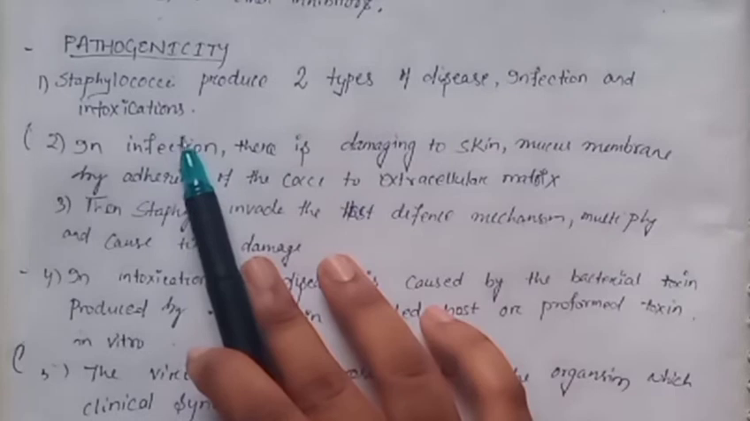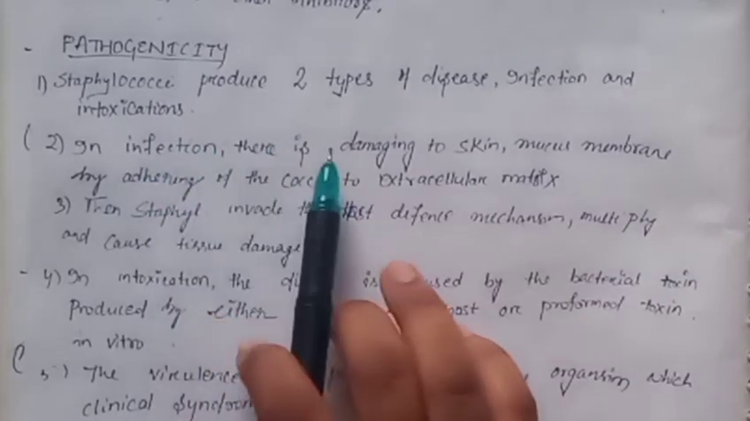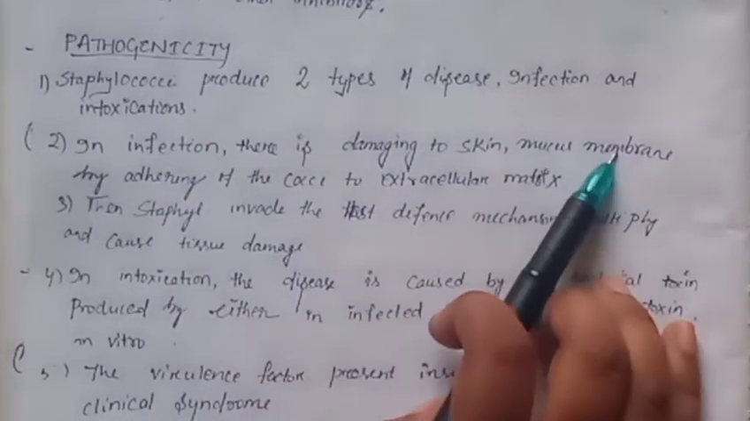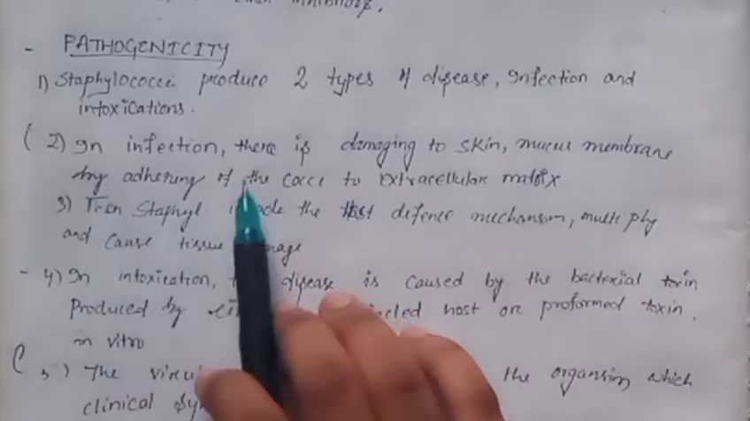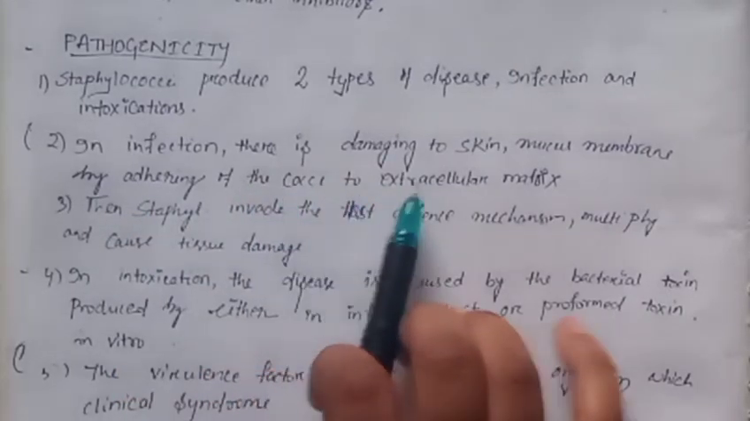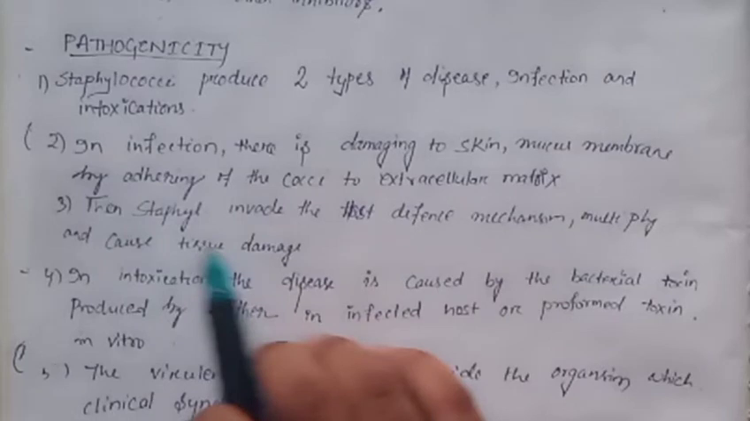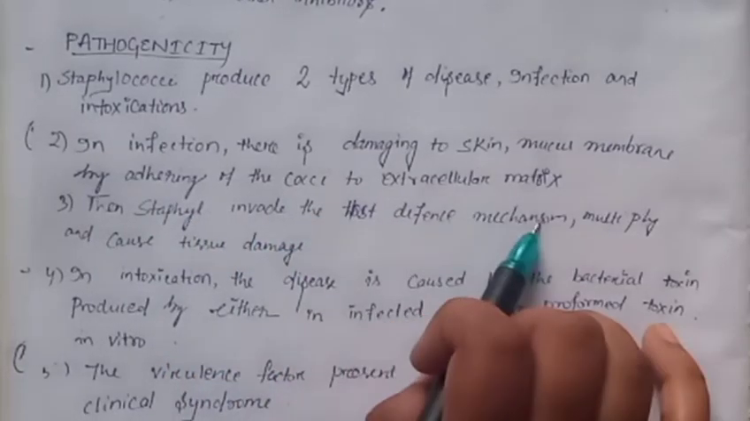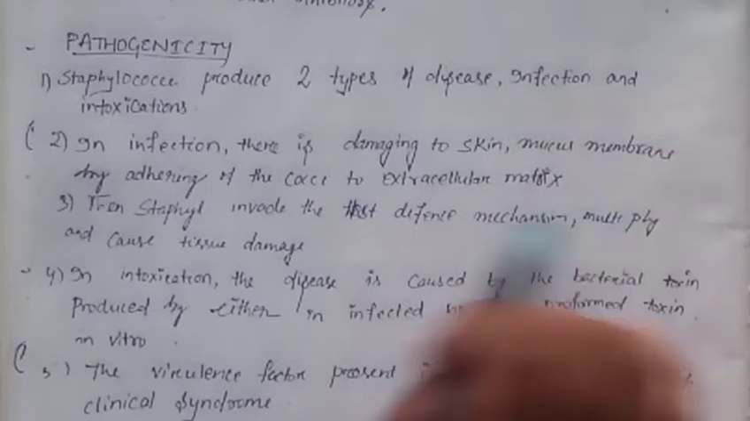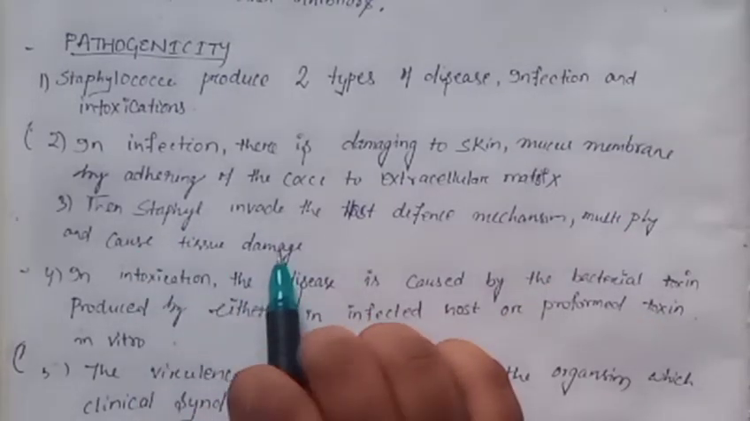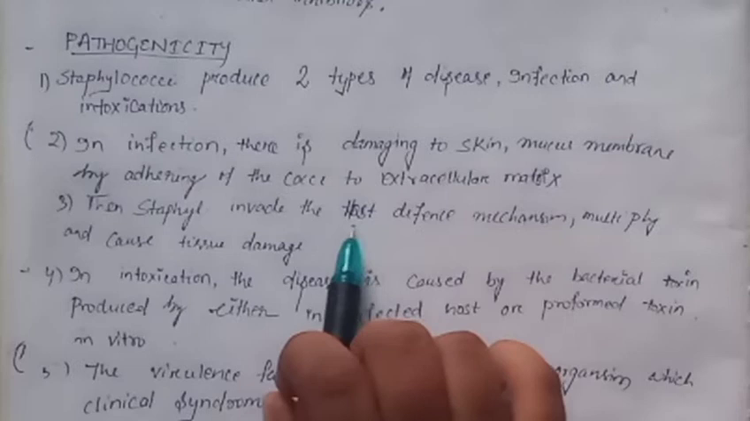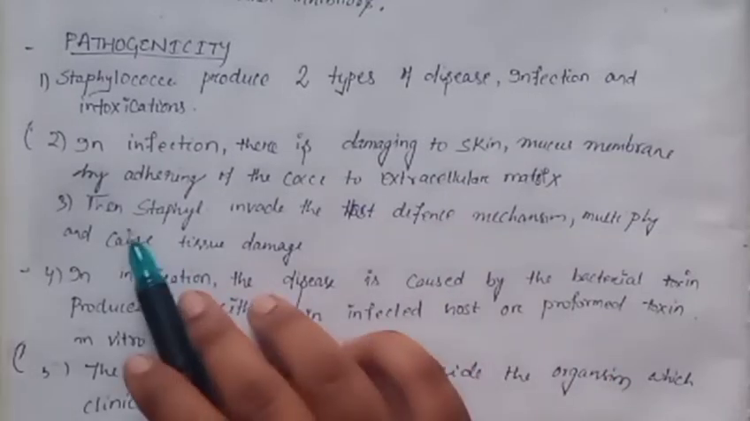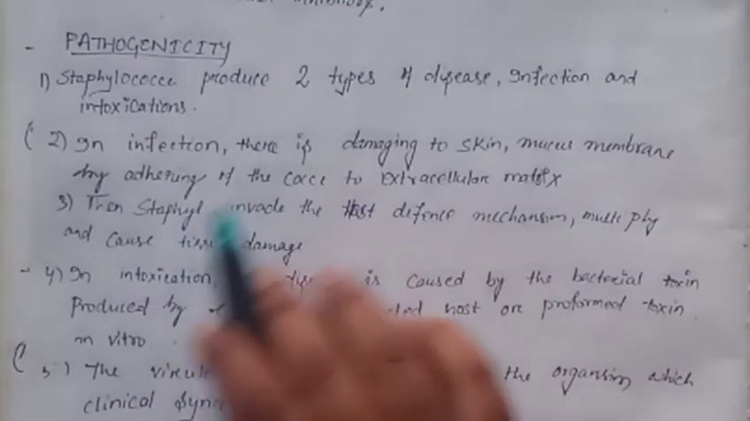Now the pathogenesis, that is infection and intoxication. In infection there is damage to skin, muscle and mucous membrane, with adhering of the cocci to the extracellular matrix. Then Staphylococcus evades the defense mechanism, multiplies and causes tissue damage. How does Staphylococcus enter the body? First it evades the defense mechanism, then enters the body and multiplies its number.